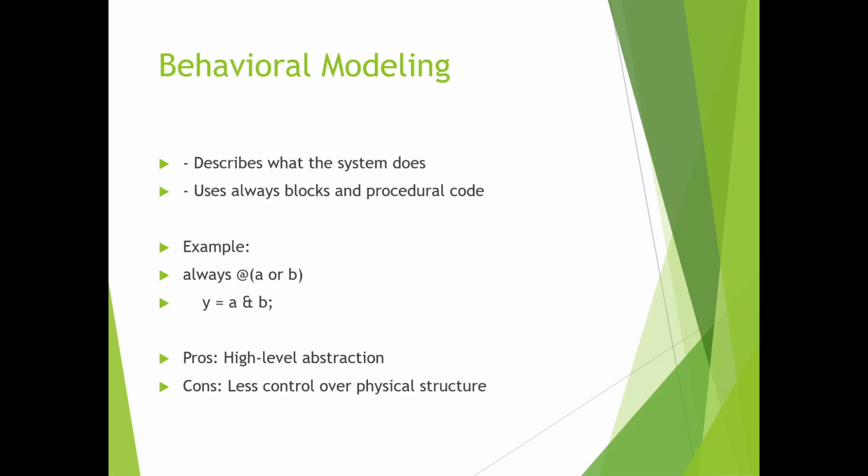Behavioral style of modeling just describes the behavior of the output of the system. Here, the bitwise operator AND is written. What does it mean? It will give me the output of A and B. Now, the AND gate can be designed in any way. It can be designed using a mux or anything else. So we are not interested in the physical structure of the design, but in what it behaves like. Pros: high level of abstraction, and cons: less control over physical structure.